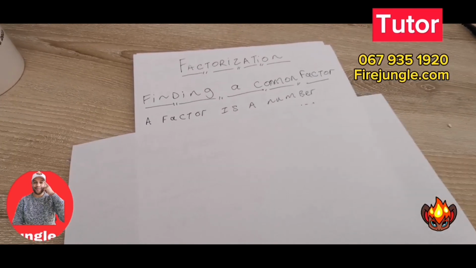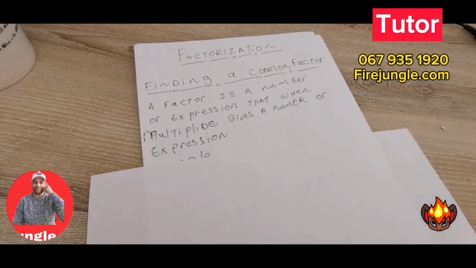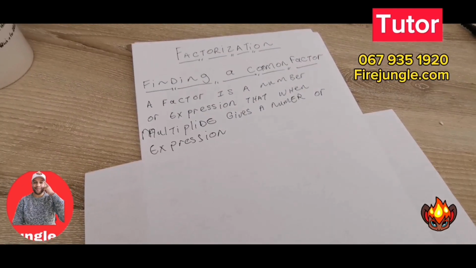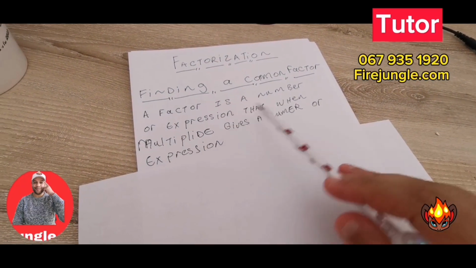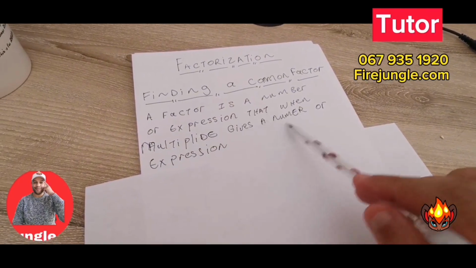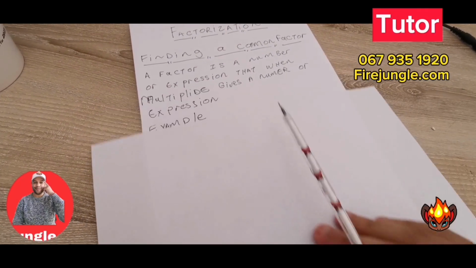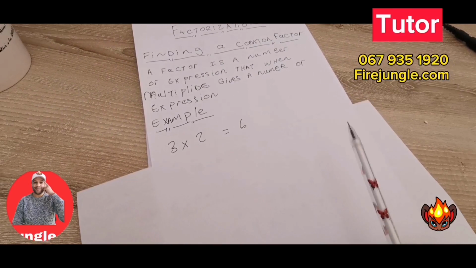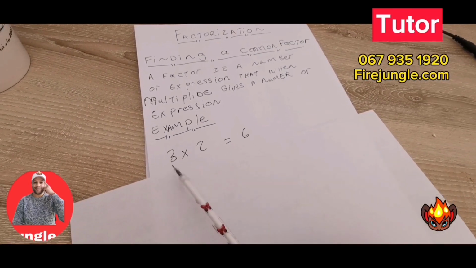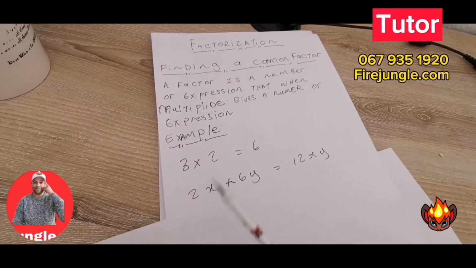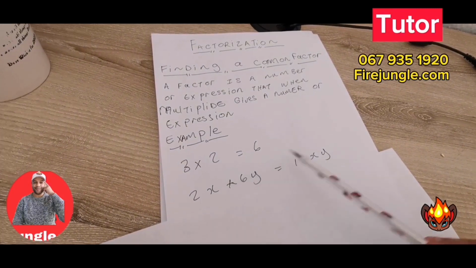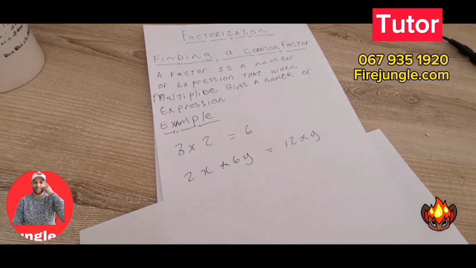Before we try and find a common factor, let's find out what a factor is. A factor is a number or expression that when multiplied gives a number or expression. Let's check quickly an example. Examples of factors: 2 times 3 are factors of 6, and 2x times 6y are factors of 12xy.